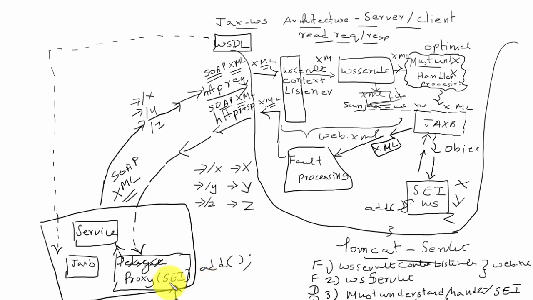When the client calls methods on the proxy, the service class makes sure that SOAP XML is generated and sent to the server. Similarly, the service class makes sure that it is able to understand the SOAP response and give it back to the proxy with the help of the JAXB classes. JAXB is responsible to convert object to XML and XML to object. So that was the client-side architecture.